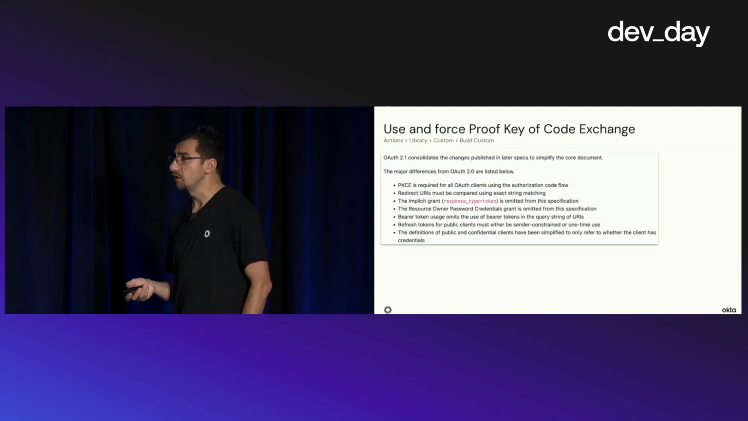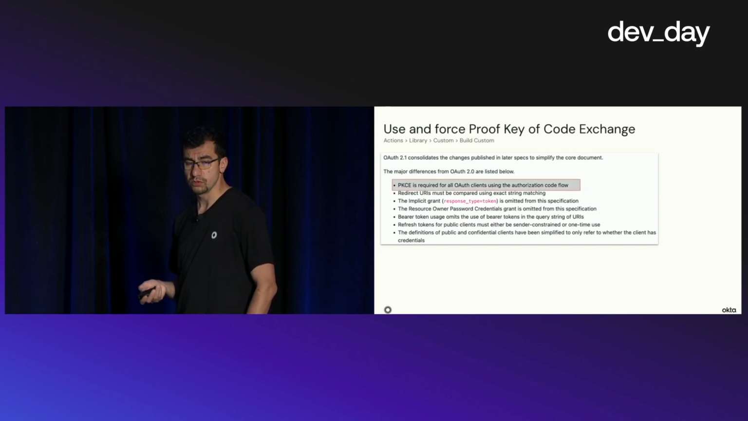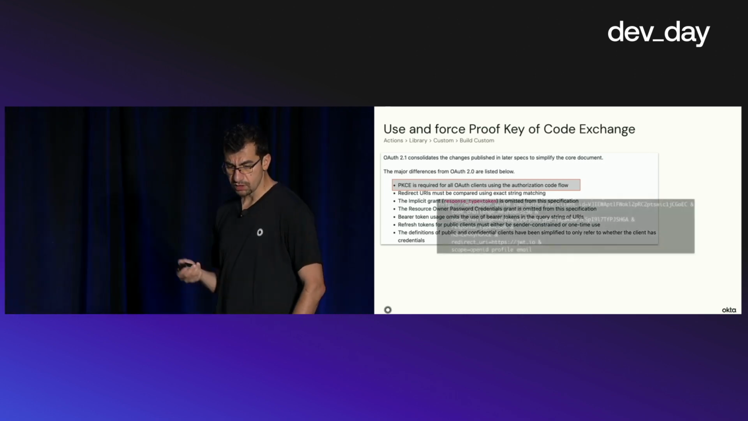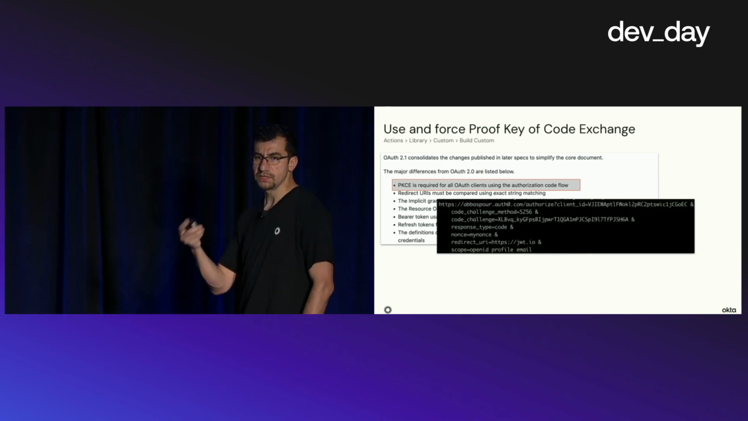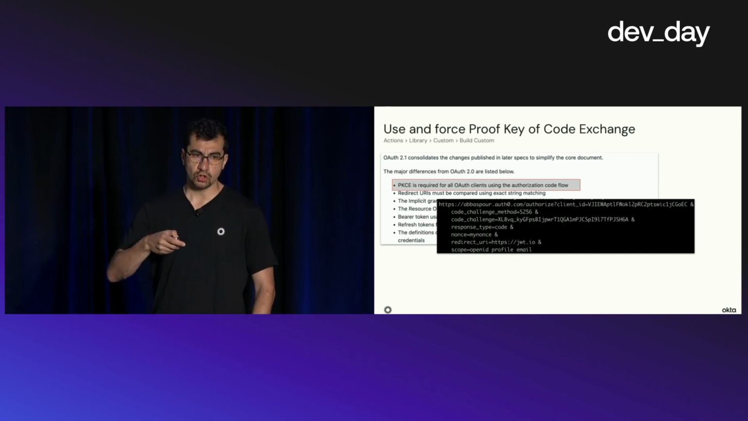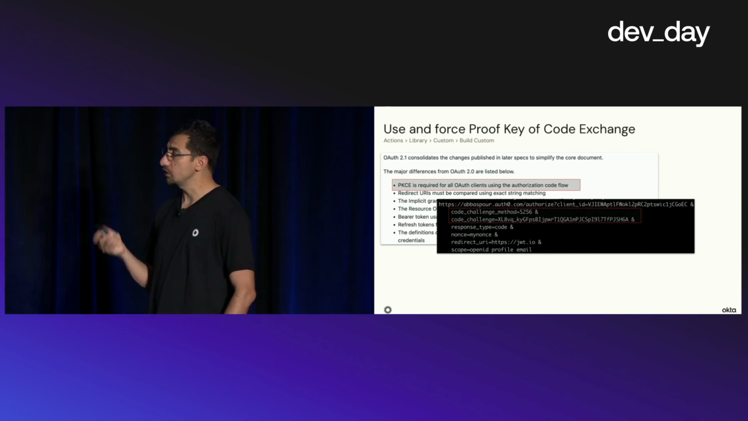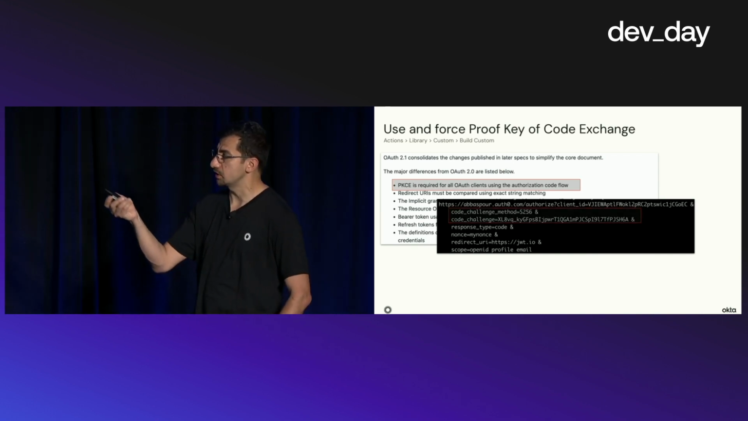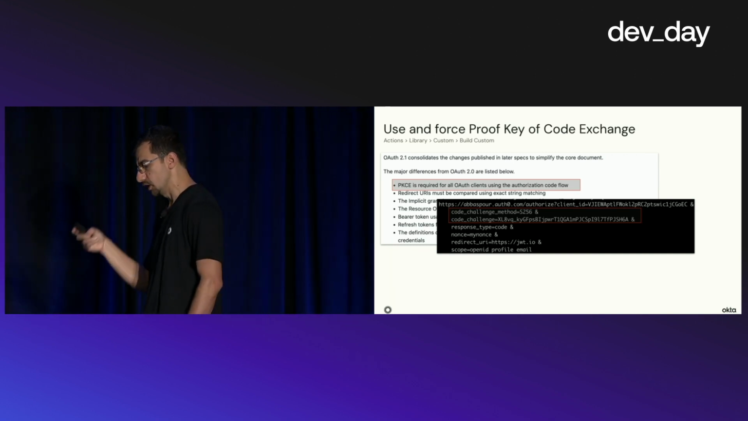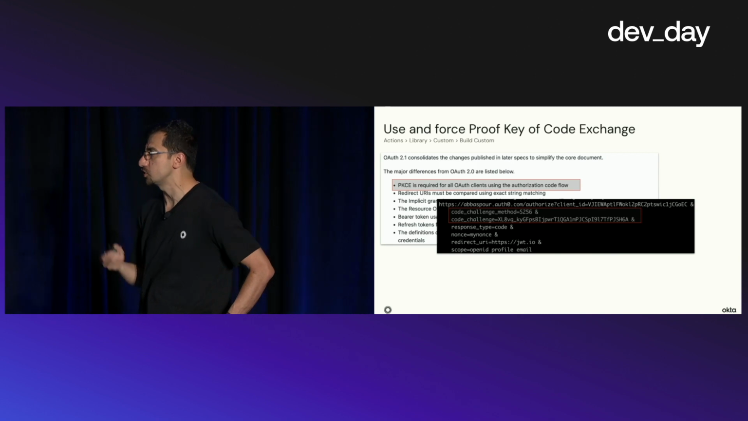Use PKCE, right? Use and enforce PKCE. As a part of OAuth 2.1, PKCE is mandatory for all the authorization code flows. And what is PKCE? Let's do a refresher. PKCE is a protection against someone intercepting the authorization code and exchanging it somewhere else. If you look at the authorization request, we can send the code challenge, and that code challenge is basically a hash of a code verifier that only the application knows.